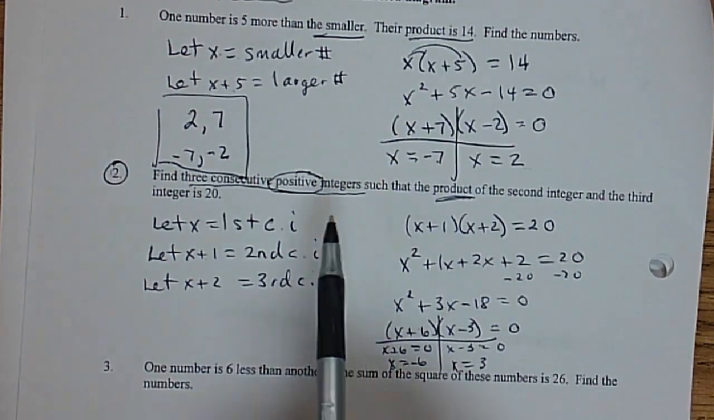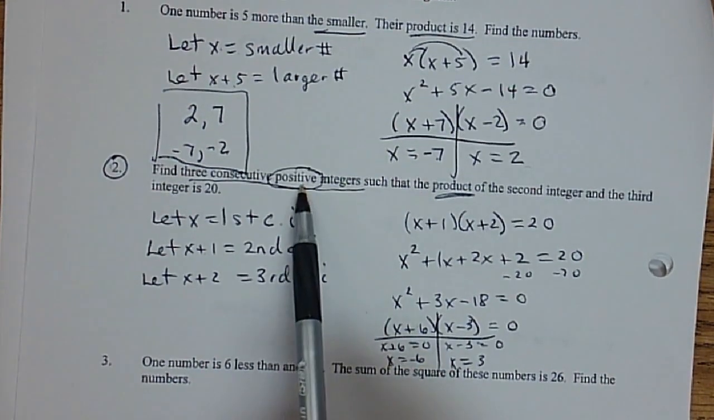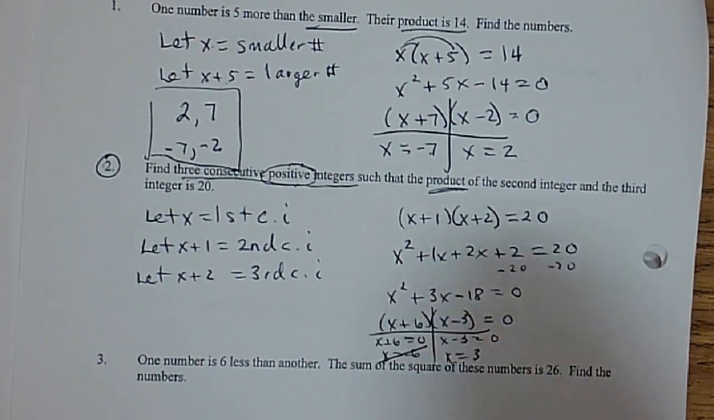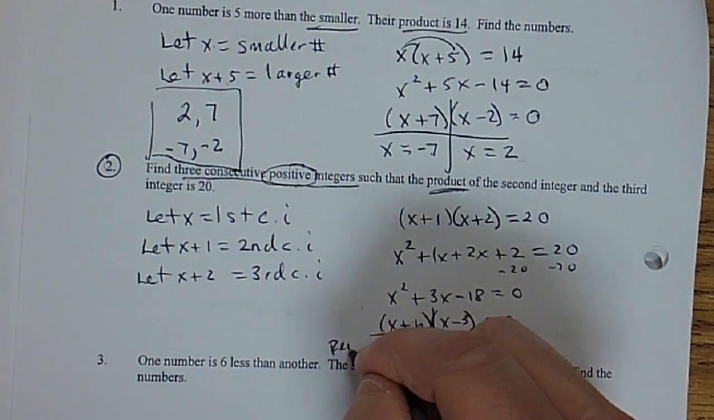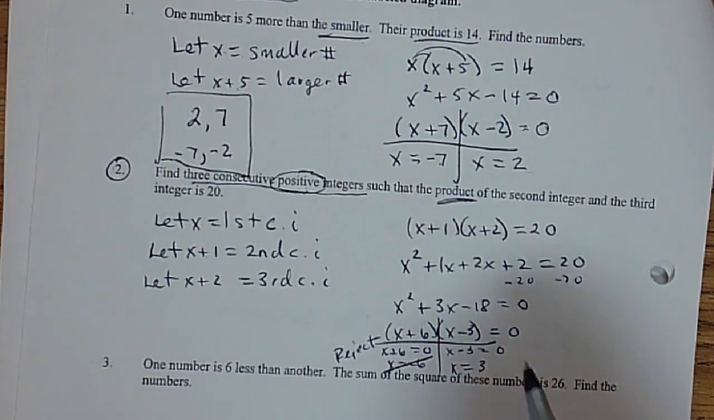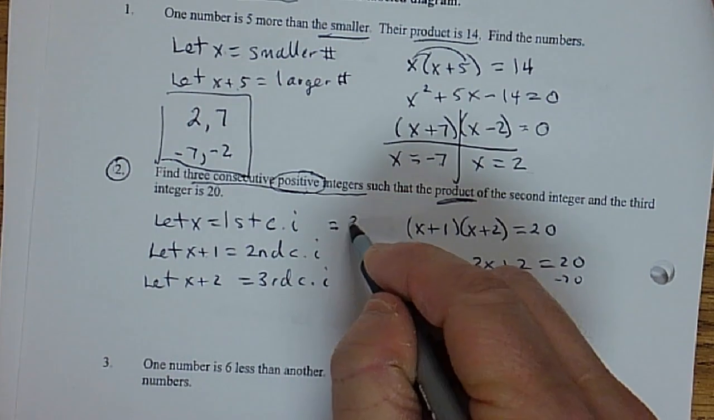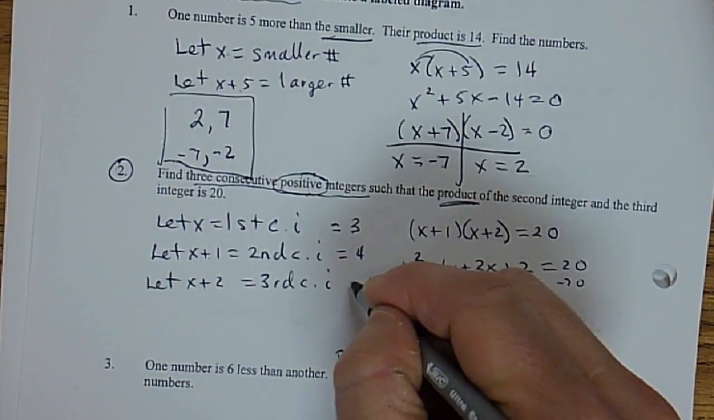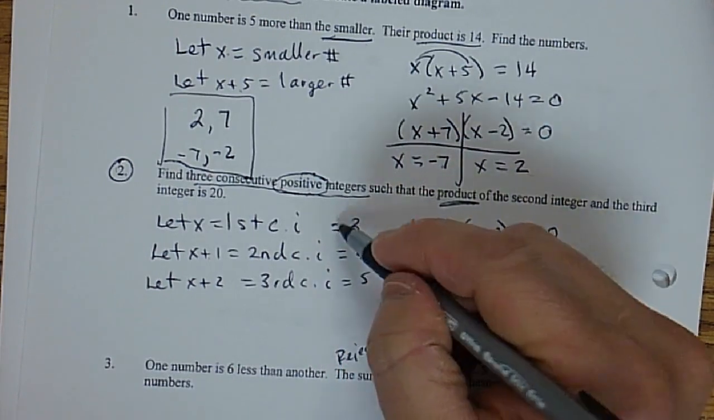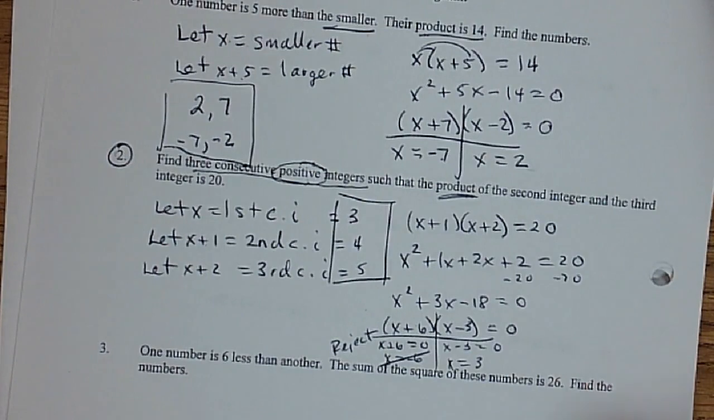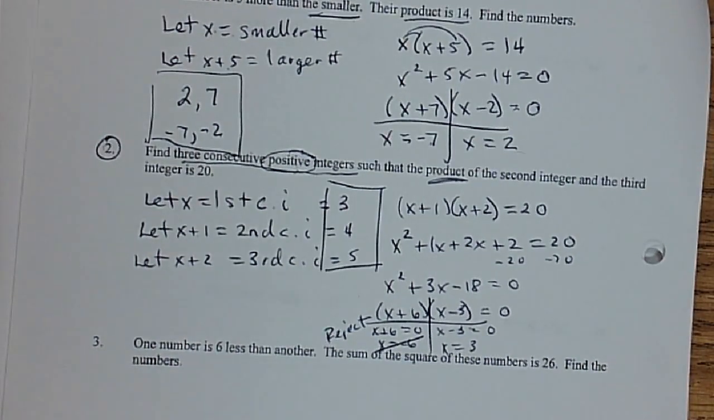Now let's look back up at the problem. Positive integers. Negative 6, of course, is not positive. I'm going to cross it off, write the word reject. So 3 is my x value. 3 is my first integer. Plus 1, 4, plus 2, 5. There's my 3 consecutive positive integers for that problem. Okay, let's turn the page.